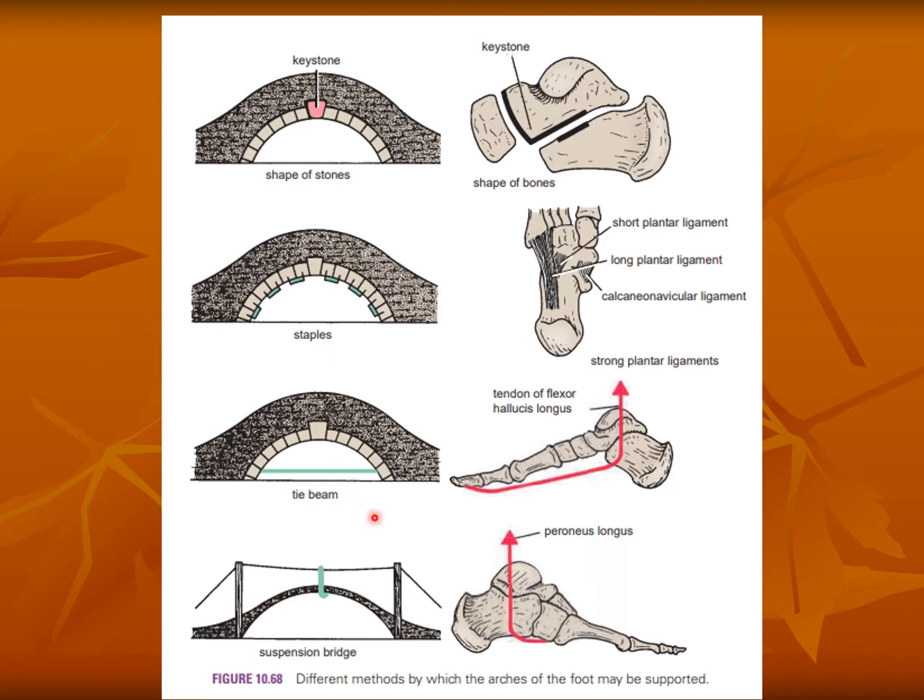And the third is that there are certain muscles, like the tendon of flexor hallucis longus, which is actually coming from the posterior compartment of leg and reaching to the mid toe base. So it acts as a tie beam like structure along with the ligaments which we are going to discuss.